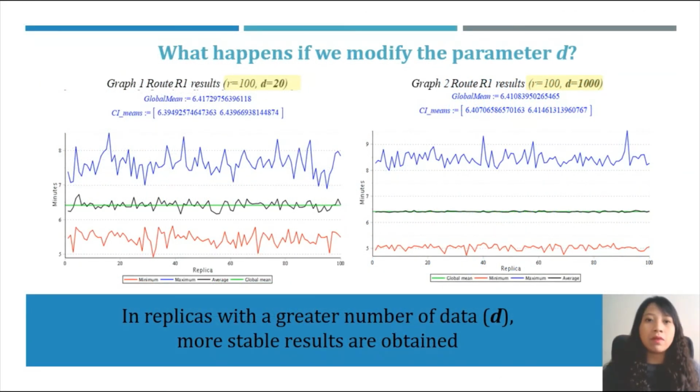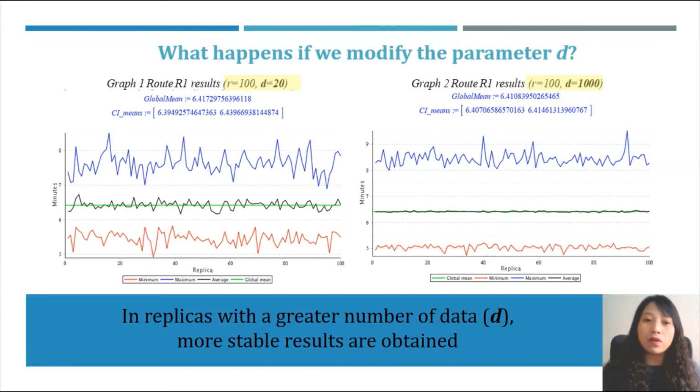What happens if we modify the parameter d? As an experimental process, it is found that for small values of d, the corresponding graph of the average values presents greater oscillation around the global mean. On the other hand, for large values of d, these oscillations are minimal.